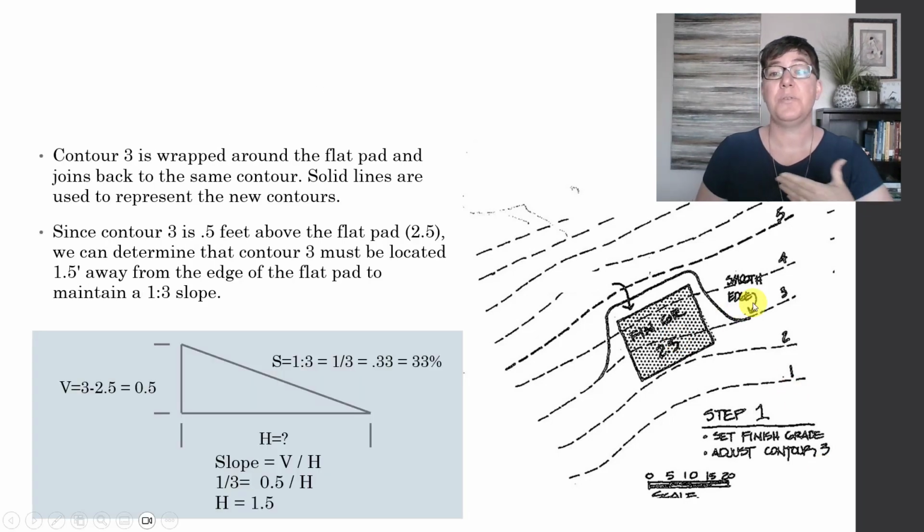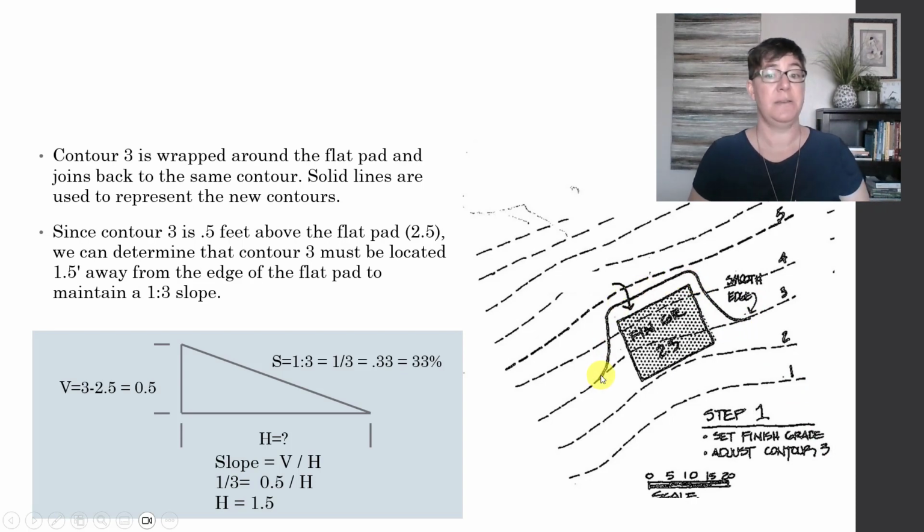The next step is to cut away into the hill, basically, behind our flat pad. And so what we're going to do is modify contour level 3. It can't cut through our flat pad. We need a contour-free or flat area in here. And so it's going to come around and back behind. Notice that we use solid lines to represent the new or modified contours.